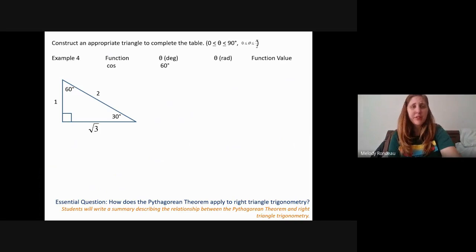The first thing I want to do is actually talk about the directions. So it says construct an appropriate triangle to complete the table. It says 0 is less than or equal to theta, less than or equal to 90. What the heck is this talking about? Why is it telling us that theta is between 0 and 90? Any brave souls?